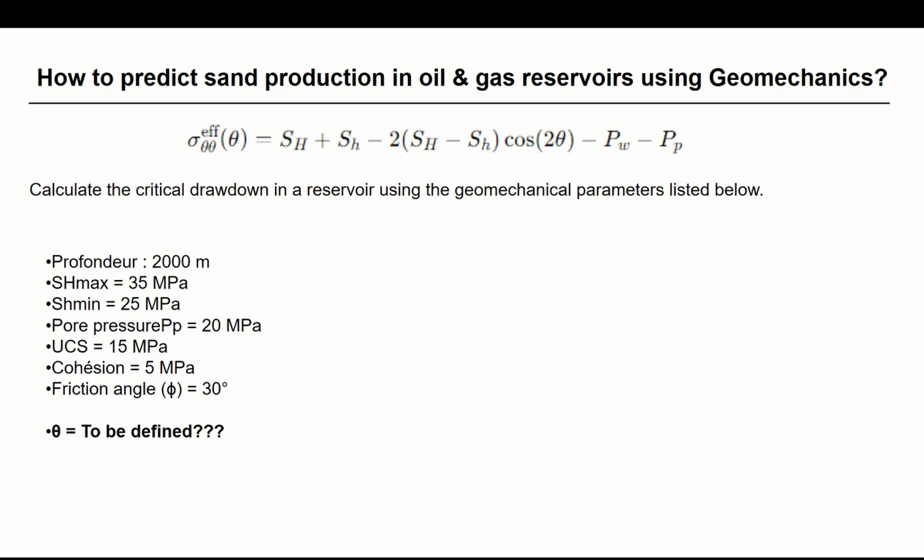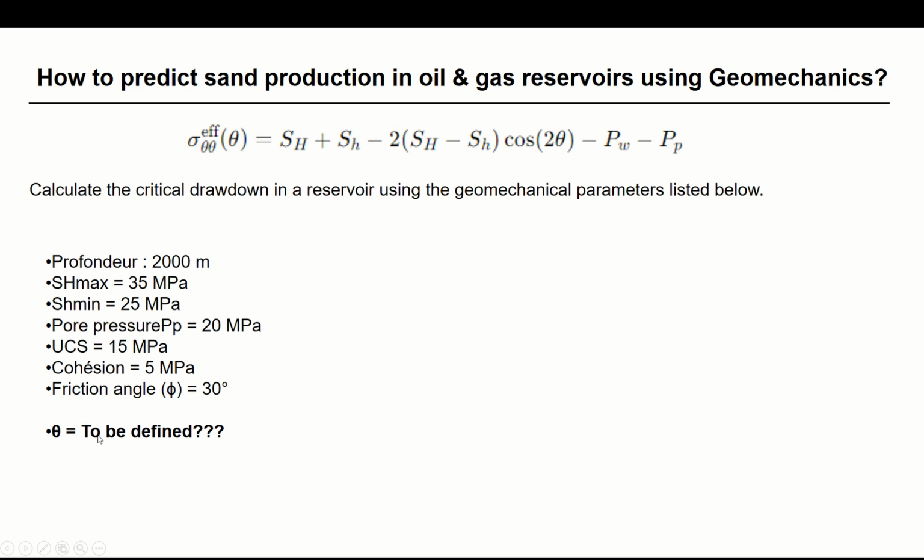I think we can go quickly to calculate the critical drawdown in a reservoir using the geomechanical parameters listed below. For example, if we have a depth of 20,000 meters, SH max 35, SH min 25, with a pore pressure of 20 megapascal, of course, and UCS 15, cohesion 5, and friction angle. The question, I give you just a few seconds to define the theta.